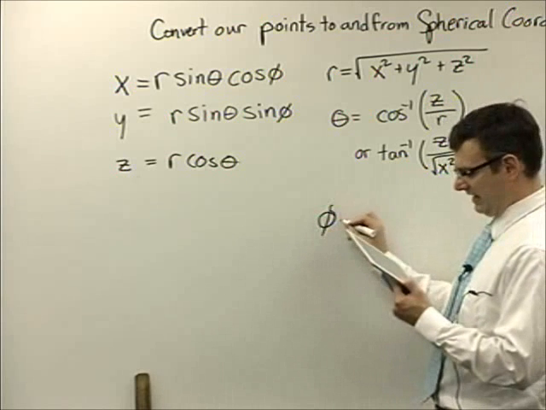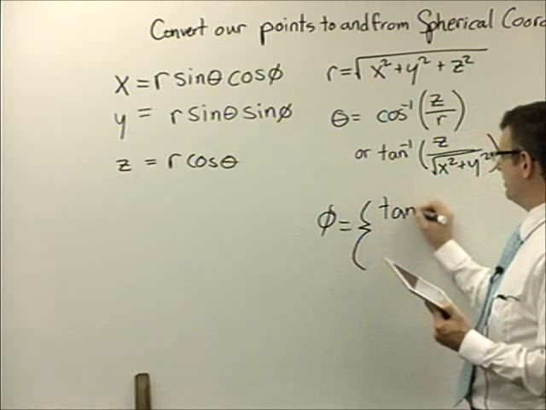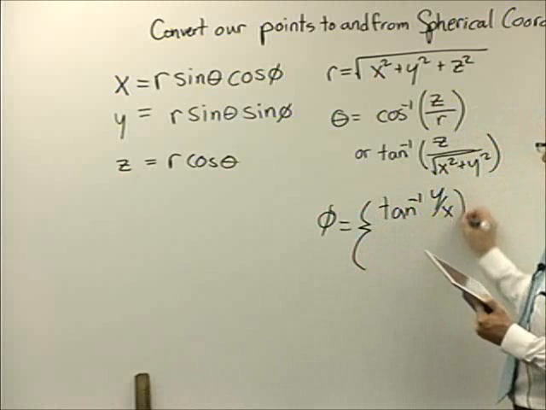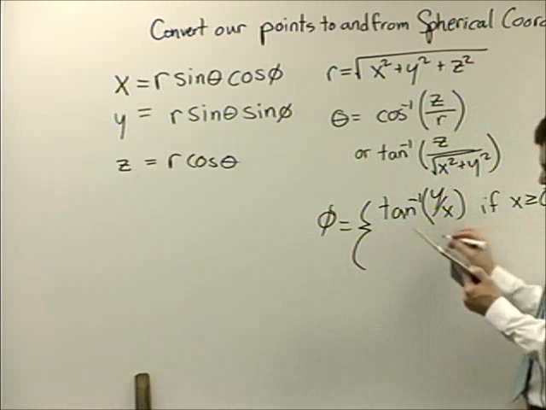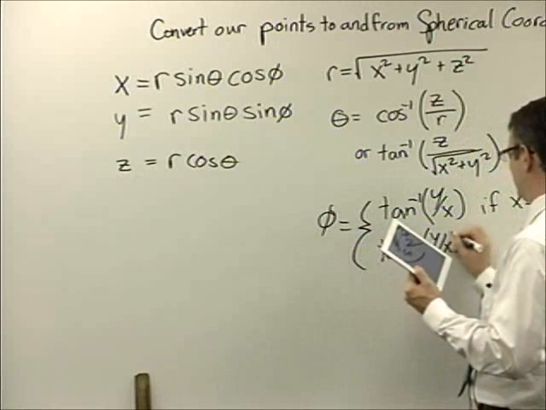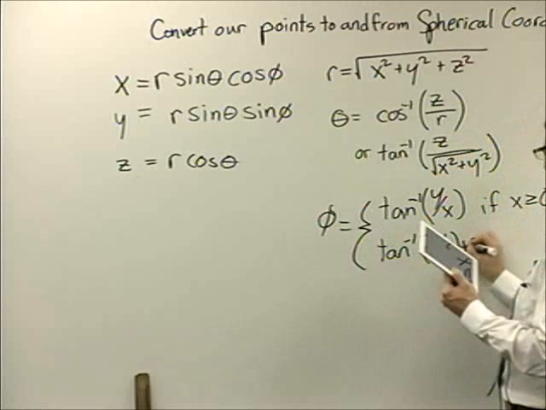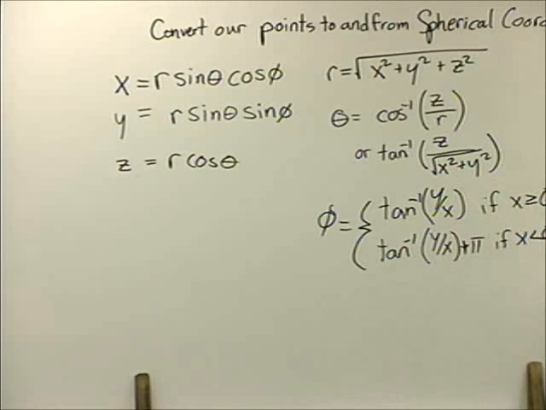And phi is the exact same formula that we used in the cylindrical coordinate system. It's the arc tangent of y over x if x is greater than or equal to 0, and the arc tangent of y over x plus pi if x is less than 0, to resolve that 180-degree ambiguity in tangent and get the full 4 quadrants in the xy plane for that coordinate.